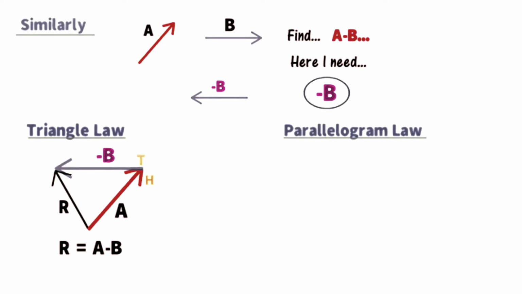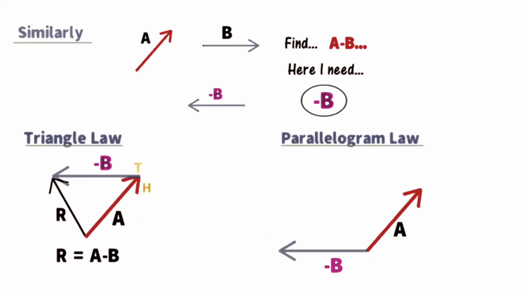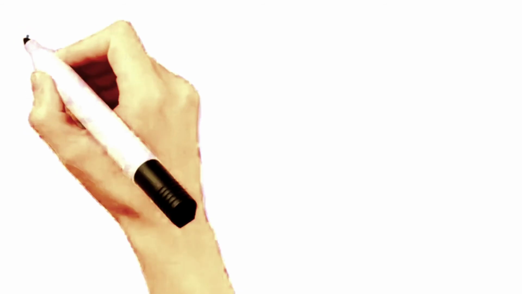First of all, I will take the vector a, and then I will take the negative of b, the negative vector of b, and I will join the tail of the negative vector b with the tail of the vector a, and I will get the resultant vector. The tail of the resultant vector will be joined with the tail of vector a and with the tail of the negative vector of b, and this is the subtraction of two vectors using the parallelogram law.